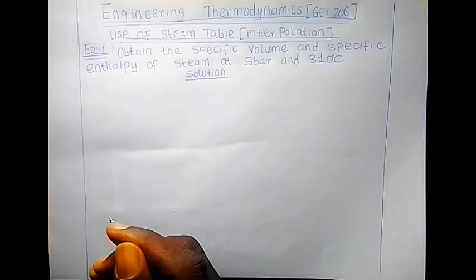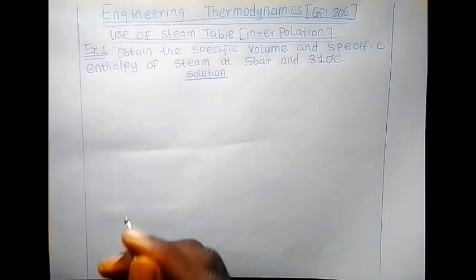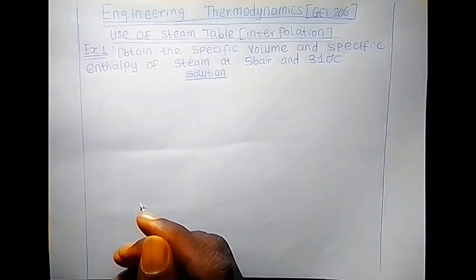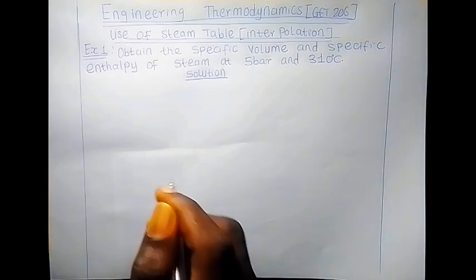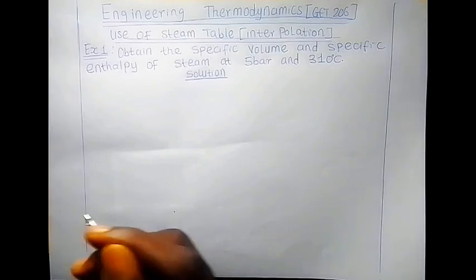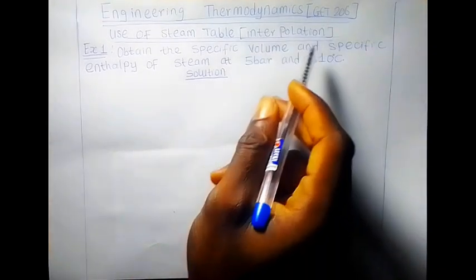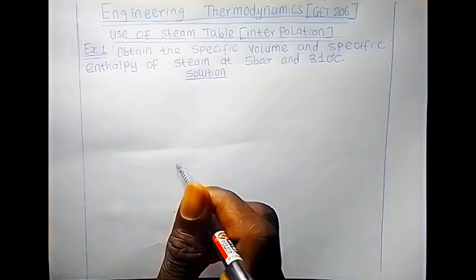Now, we have talked about steam table in our previous video, and now we're still talking about steam table on interpolation. Now, hope you know that there are some values in steam table that we need to get out, but they are not located in the steam table. In such kind of case, we require to interpolate to get those values.